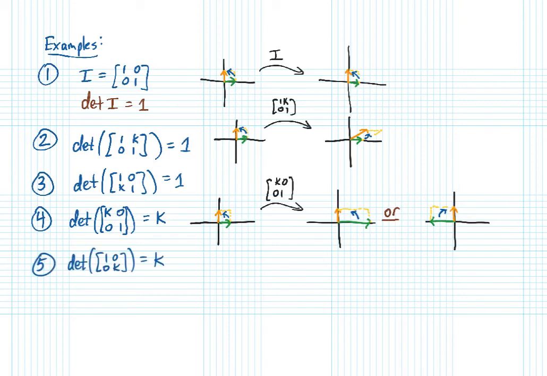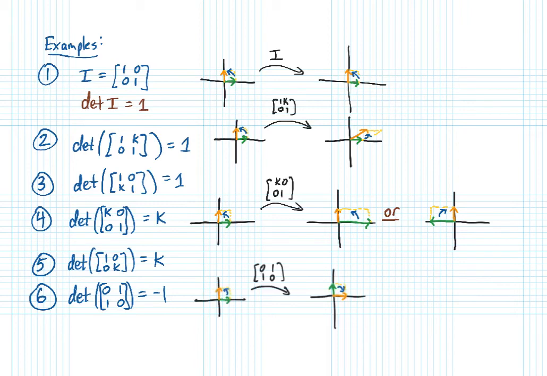So similar to that is 1, 0, 0, K, which also has determinant K, and I'll let you draw the picture for that. And then finally, the last example that I'll do here is 0, 1, 1, 0, whose determinant is minus 1. As a transformation, this matrix swaps E1 and E2. And so you still have the unit square, which has area 1, but there's a flip, so the determinant is minus 1.